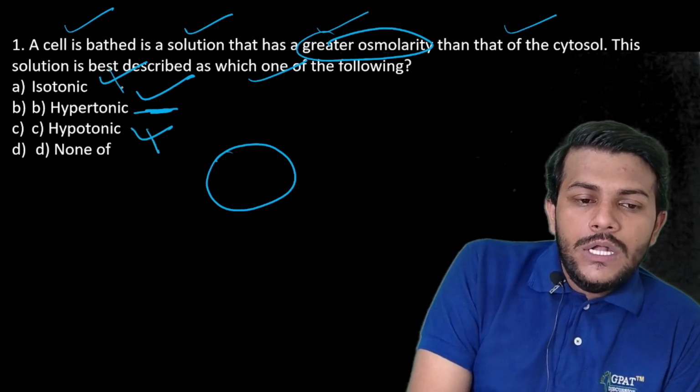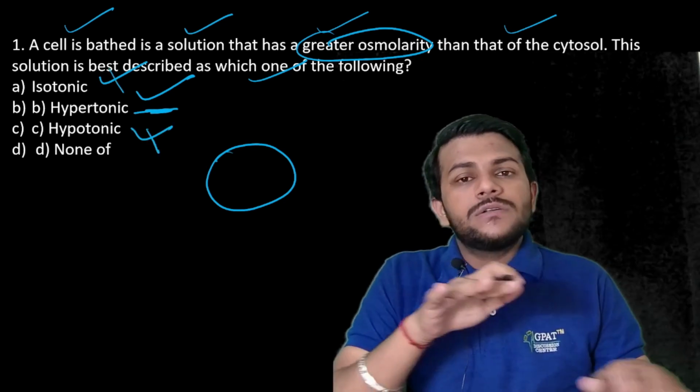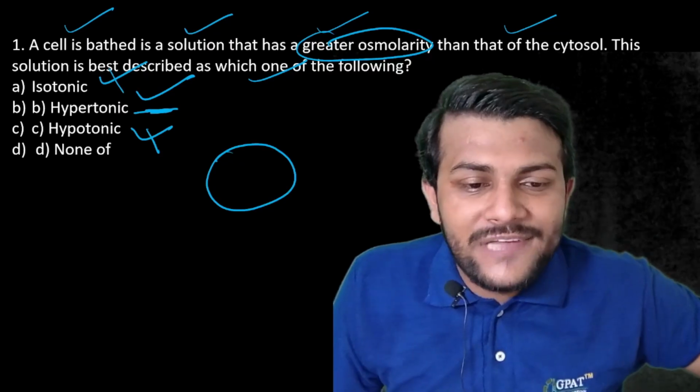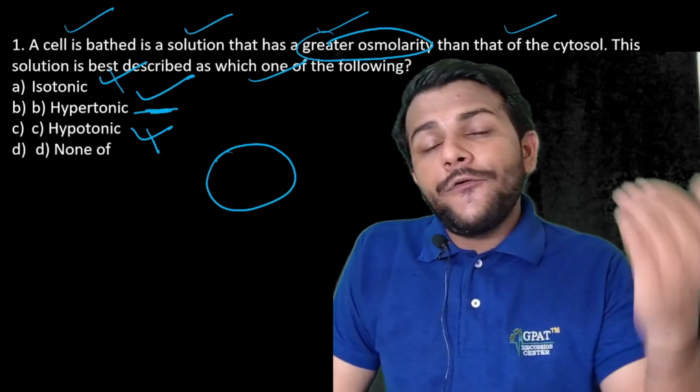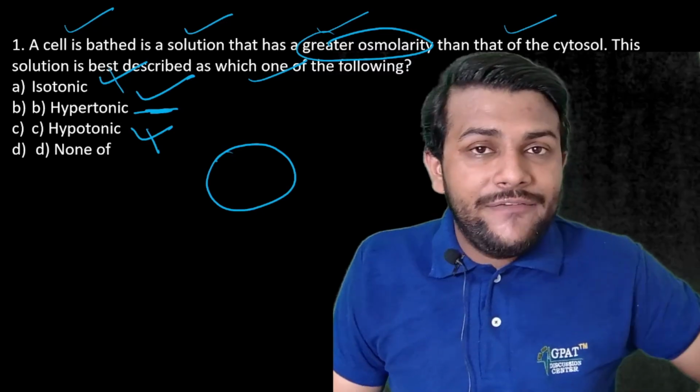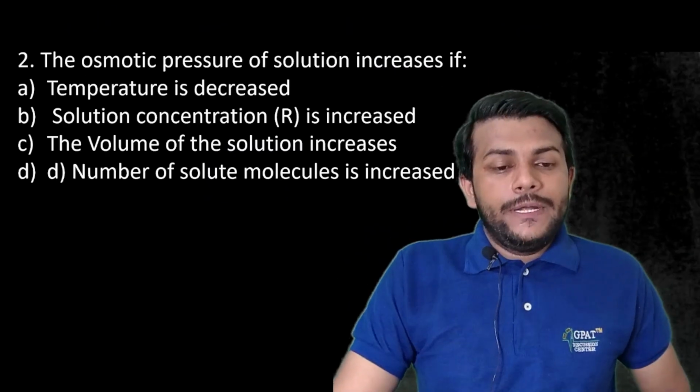Hypertonic, yes, we can consider. Isotonic means the same osmolarity as our cytosol. Hypotonic means osmolarity lower than the cytosol. If osmolarity is greater, then this is the case relevant to hypertonic.